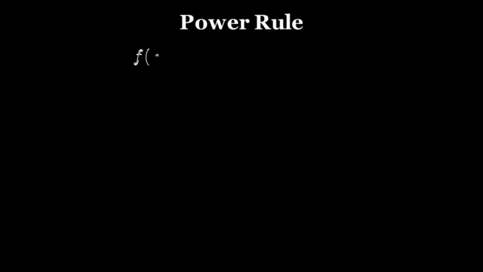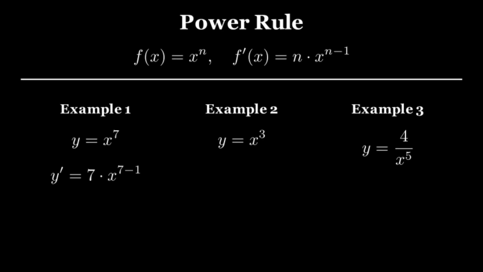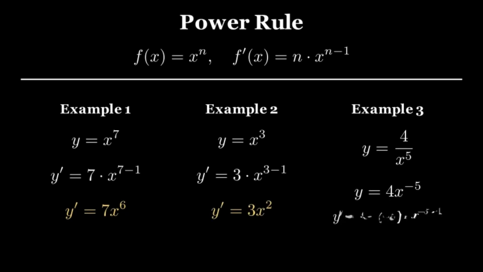The power rule is very simple. You simply put the exponent as the coefficient and subtract one from the exponent as well. So here are three quick and easy examples for you to review.